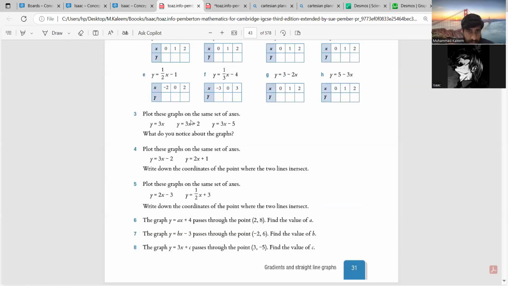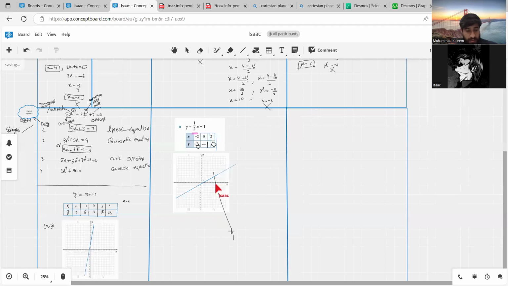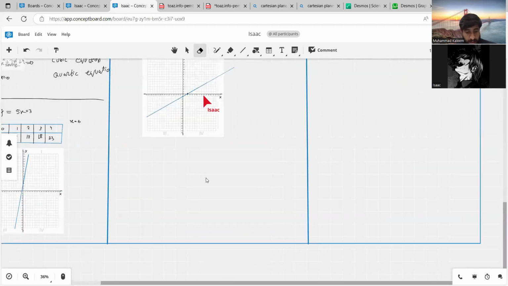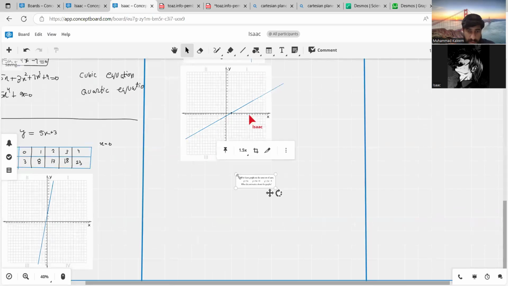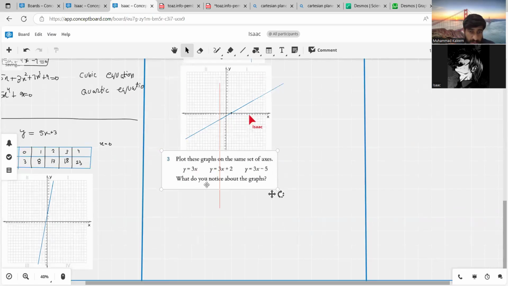Plot this graph on the same set of axes. Okay, this is our last question. You have to solve this question. Try to solve it by yourself, otherwise I will explain. Question number 3.